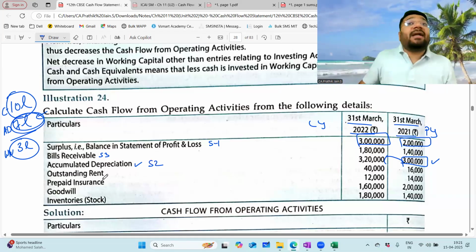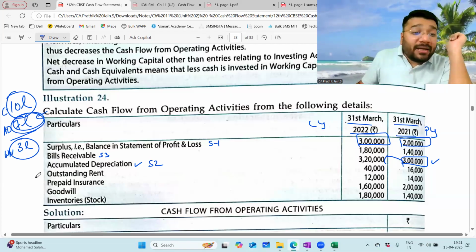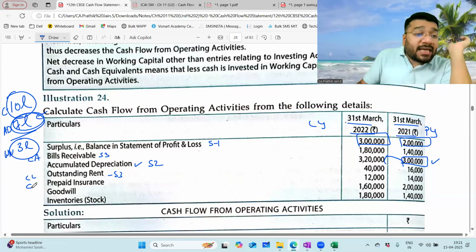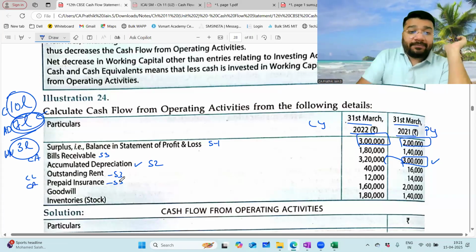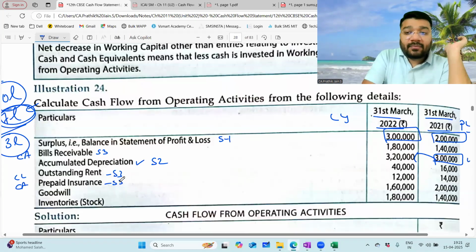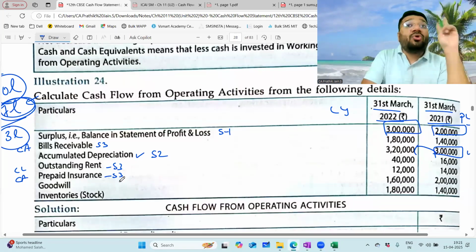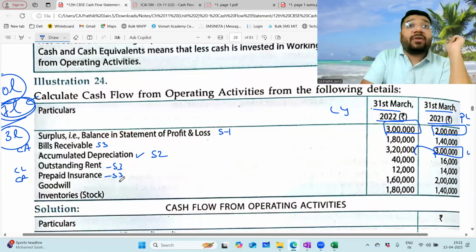Next is outstanding rent. Outstanding rent is what? Current liability. It is current liability. Bills receivable is current asset. So this will go to segment 3. Prepaid insurance is current asset. Segment 3. Goodwill. No, you will not decide like that. Goodwill, there are two information. Listen to me very carefully.